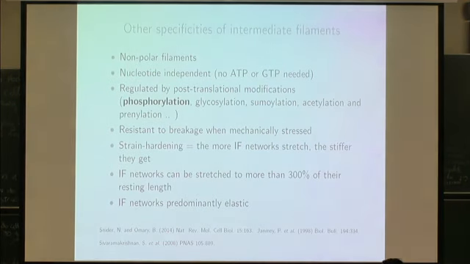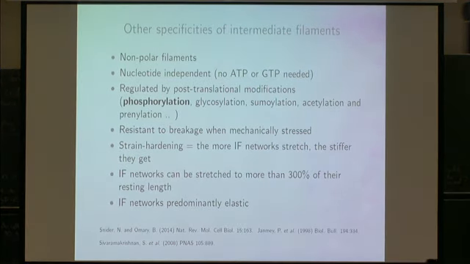So that's about the structure. For the other type of specificity, we have seen yesterday they are non-polar. When you put purified protein in a tube and no ATP or no GDP, they are going to assemble. They are regulated by post-translational modification. Yes, phosphorylation for intermediate filament is very important, and the network is shaped not by other type of protein, but more by this modification.